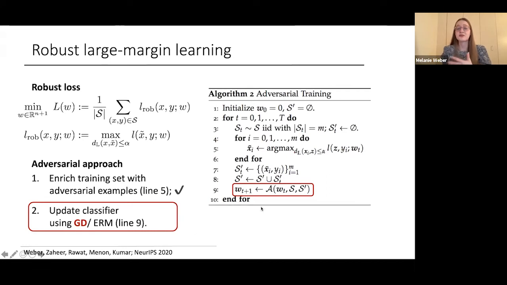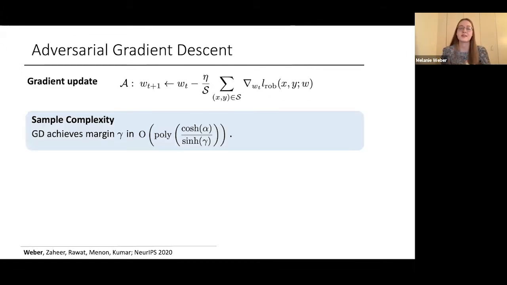And then we have to consider how to actually update our classifier, where we have two variants of the algorithm. One uses a gradient descent update rule, and another one uses an empirical risk minimizer. So for the gradient descent style algorithm, we have a typical gradient descent update rule, similar to what you see when you work in Euclidean spaces. And then we can show a sample complexity for that, which is polynomial. So this results in an efficient algorithm.